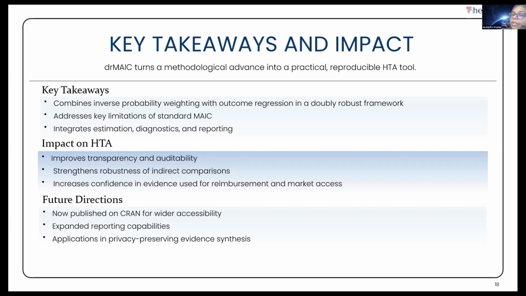Looking ahead, the future directions include expanded reporting capabilities and applications in privacy preserving evidence synthesis, which gives a good sense of where this is heading.